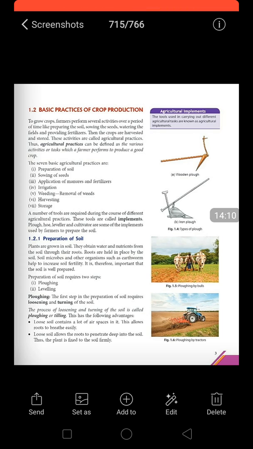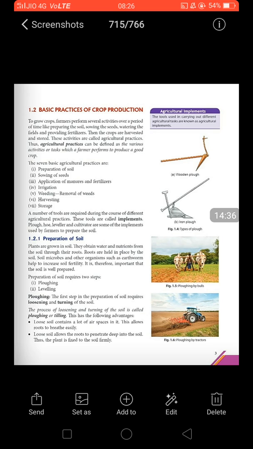The first step of preparation of soil requires loosening and turning of the soil. The process of loosening and turning of soil is called plowing or tilling. So what is the purpose? To loosen the soil, to soften the soil. Hard soil is not suitable for plants, so they will not grow their roots deeply if the soil is hard. So the first step is loosening of the soil, and that is done by plowing.